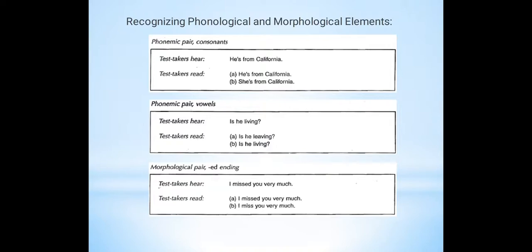If you are testing recognition of morphology, you can use the same format as the third picture, a morphological pair with -ed in the ending. Hearing the past tense morpheme in the sentence challenges even advanced learners, especially if no context is provided. Stressed and unstressed words may also be tested with the same rubric.